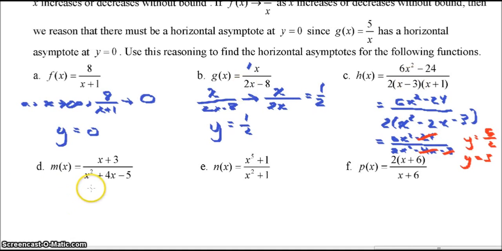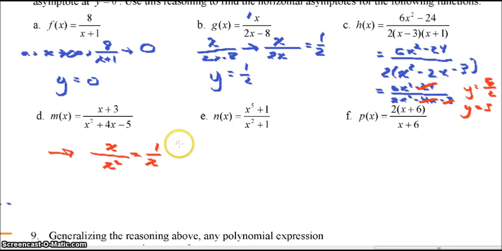Let's see, this one, just note that this will pretty much behave like x over x squared, which is 1 over x. And that means our horizontal asymptote is y equals 0. Notice that as x grows, the denominator will grow much quicker than the numerator because the denominator is squared. And so we're just going to get closer and closer to 0 again.